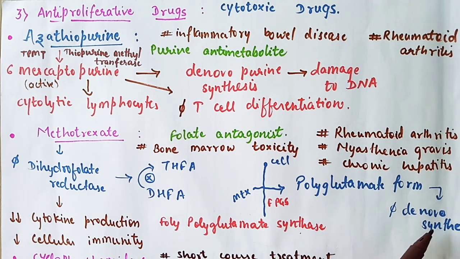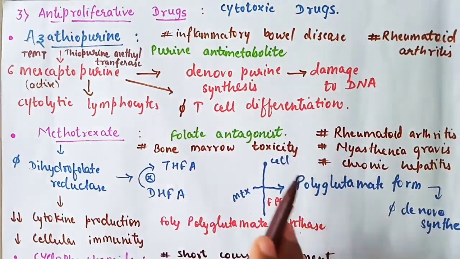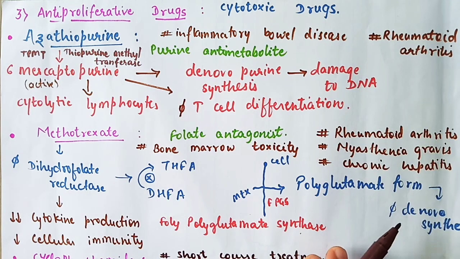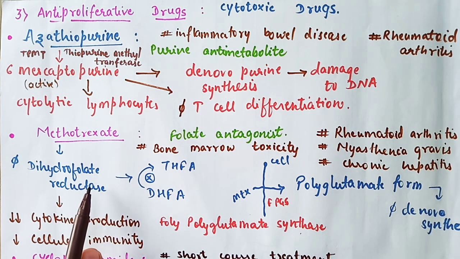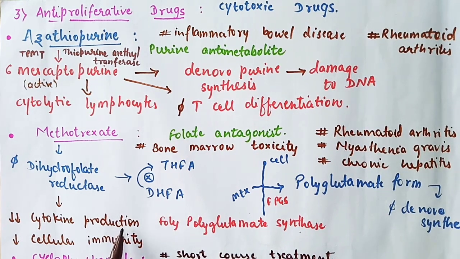Since there is no de novo synthesis, that means there is damage to the DNA. T cells and B cells don't have another pathway, that is, a salvage pathway. Since de novo purine synthesis is the only pathway for their production, if this is inhibited, then T cell differentiation and proliferation will not take place. And dihydrofolate reductase inhibition also decreases cytokine production, which means decreased cellular immunity.